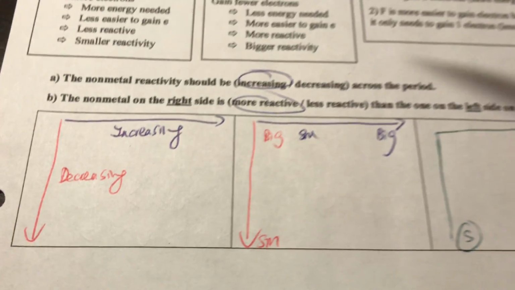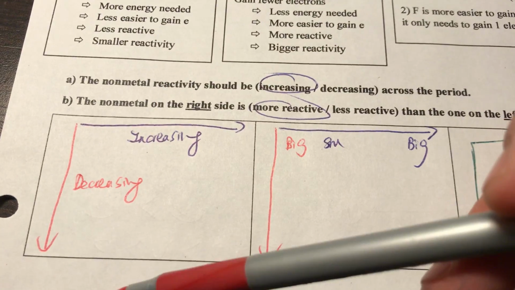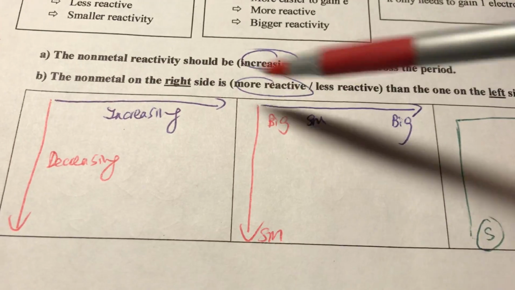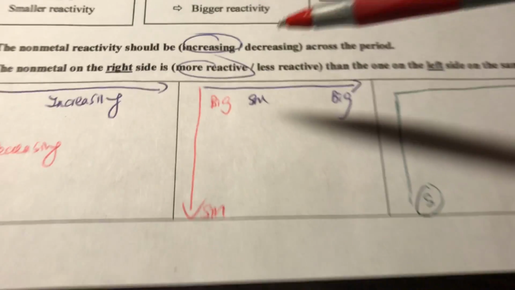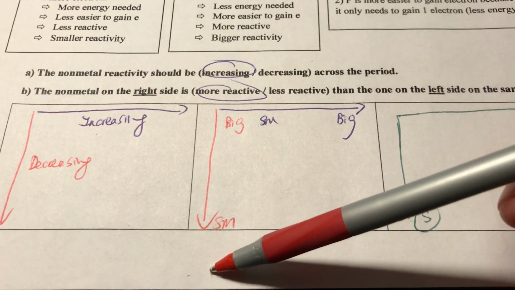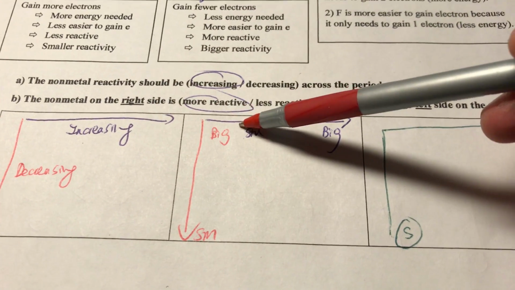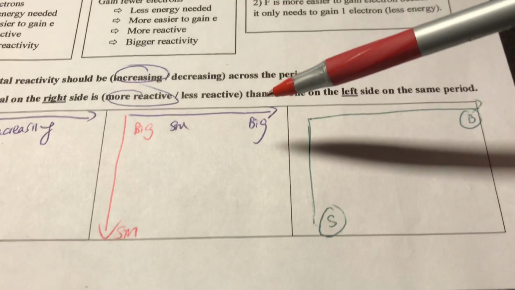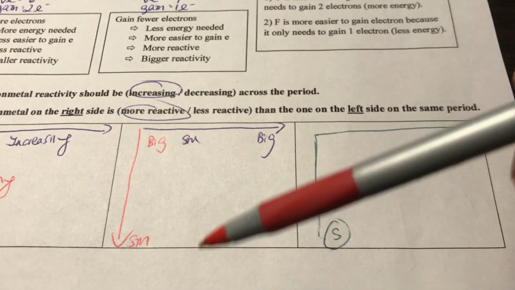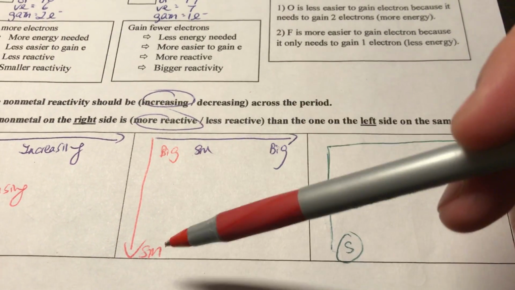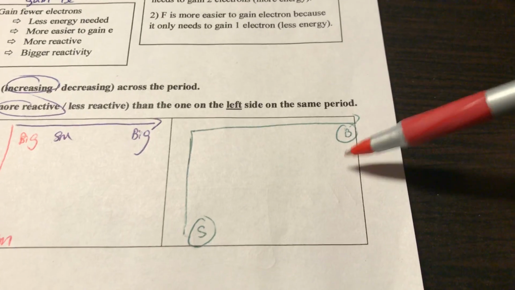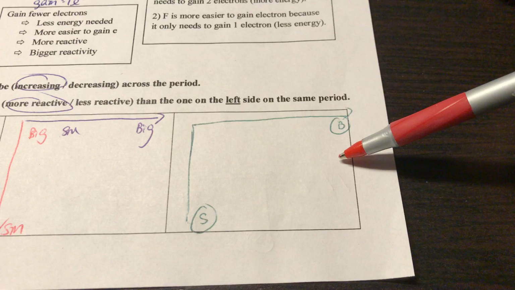Now when we combine the two trends, we say down the group will be decreasing, and across the period will be increasing. Again, we separate it: decreasing goes from big to small, and increasing goes from small to big. Now when we draw the trend, we always go from small to big. So when we combine the two into one, we go small to big, which is here. This is the non-metal reactivity trend.